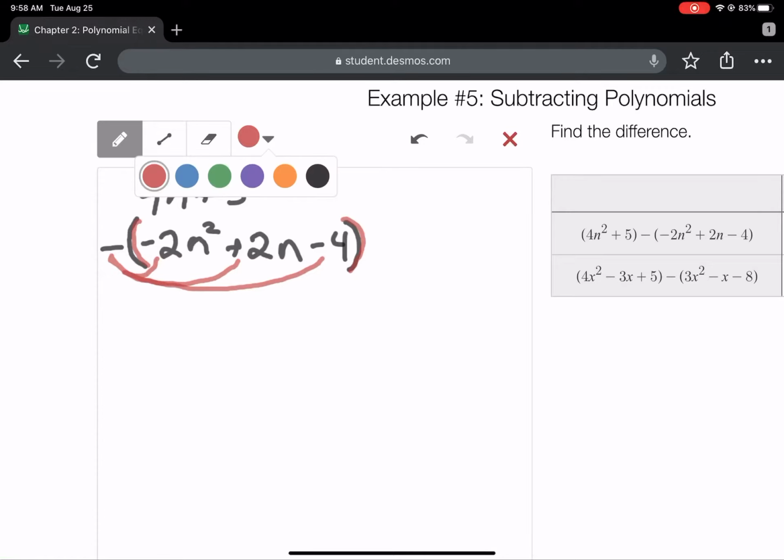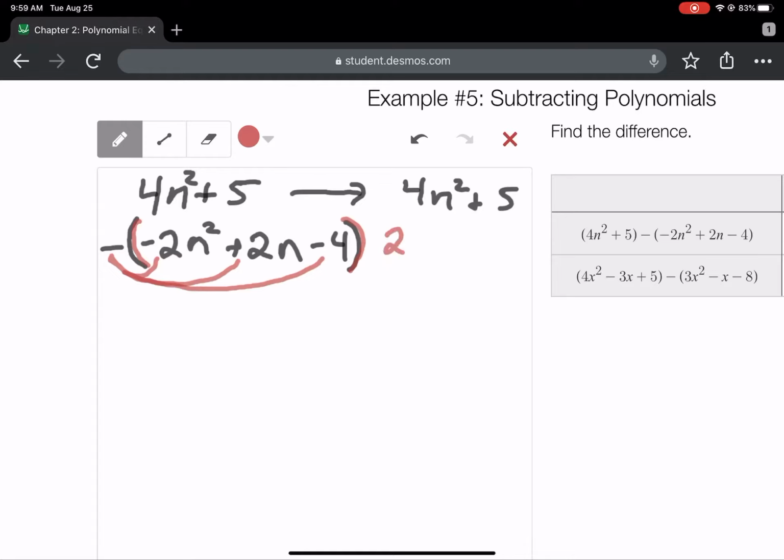All right, so I'm going to go ahead and do that over here. So the first one stays the same, 4n to the power of 2 plus 5. The second one, I'm going to write it basically the opposite. Everything changes sign. So I have a negative 2n to the power of 2. That becomes a positive 2n to the power of 2. The middle term is a positive 2n. I'm going to write it as negative 2n. And then the 4 was negative, so I'm going to make it positive 4.